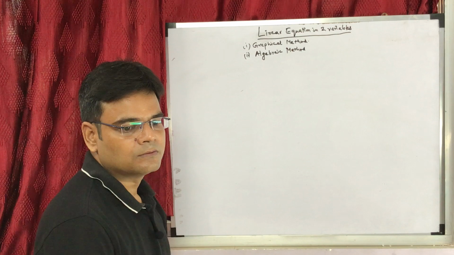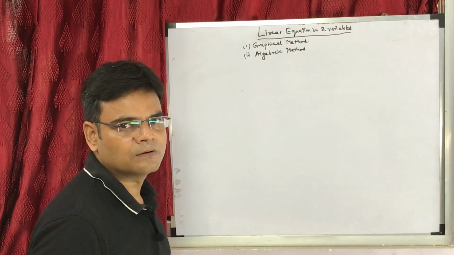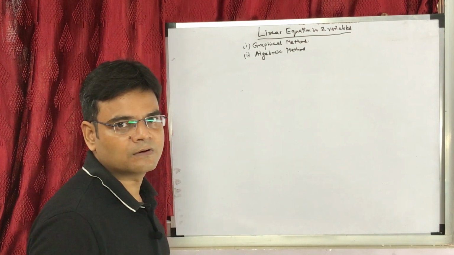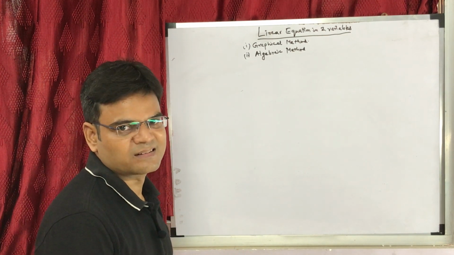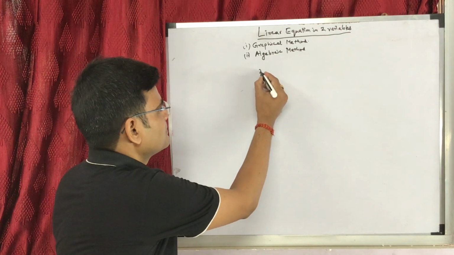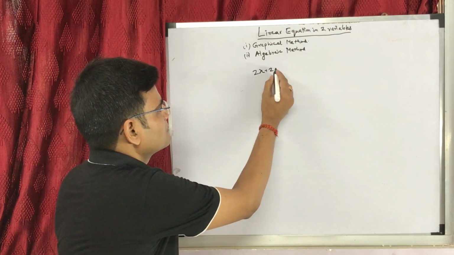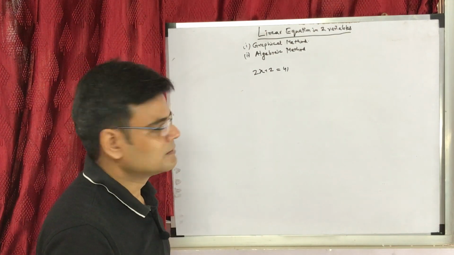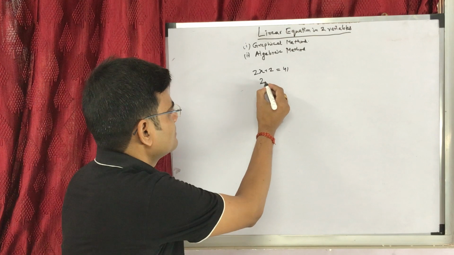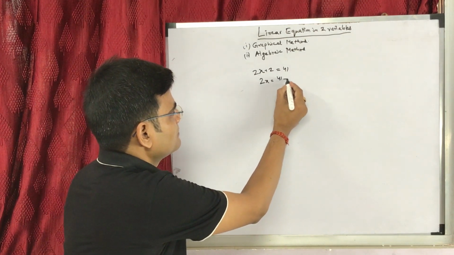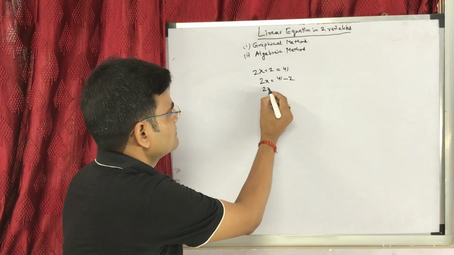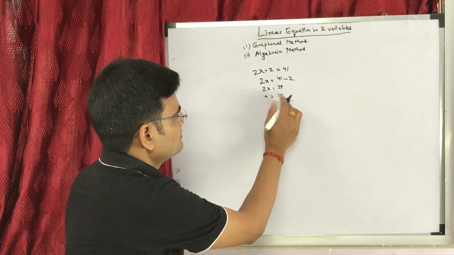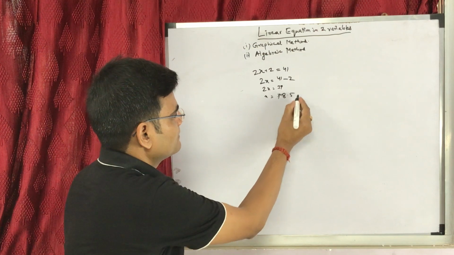Normally in your lower classes, in class 7th or 8th, you have solved problems on only x, like 2x plus 2 equals 41. This is how you solve it, right? You have a simple equation. You say 2x equals 39, and x equals 39 by 2, and that is 18.5.